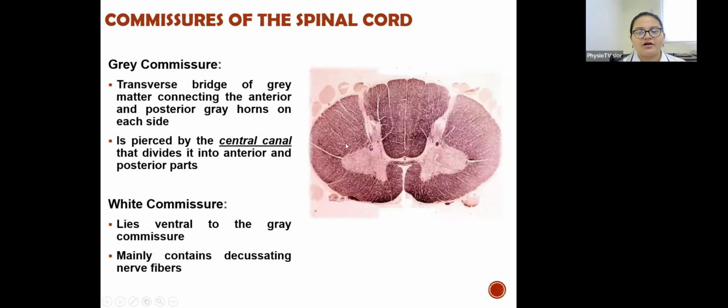The other type is the white commissure. It lies ventral to the gray commissure, that is anterior to the gray commissure, and it mainly contains decussating nerve fibers. Decussating nerve fibers are fibers that cross the midline to the opposite side. So the white commissure is located anterior to the gray commissure and consists of decussating nerve fibers, decussating meaning crossing the midline.